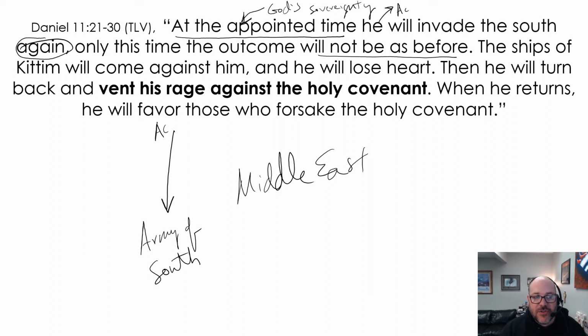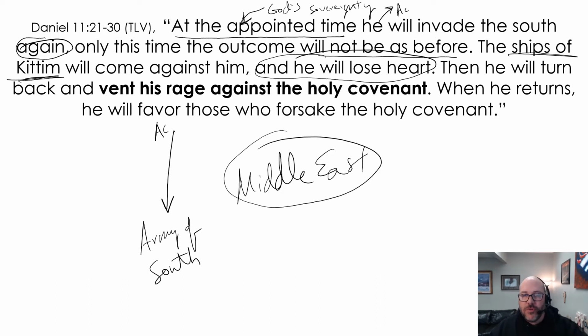Why? Because the ships of Kittim will come against him. So there will be warships that are coming against him. There will be armies coming against him, and he will lose heart. So the Antichrist does not always win everything. The whole world does not fall to the power of the Antichrist. Again, this is a Middle Eastern conflict that all of the world is brought into, and all of the world is pulled into this situation.